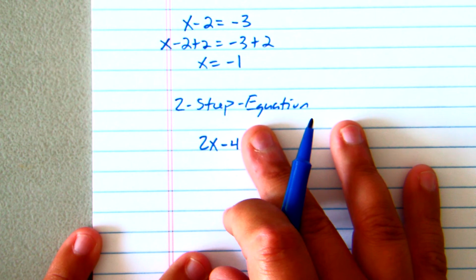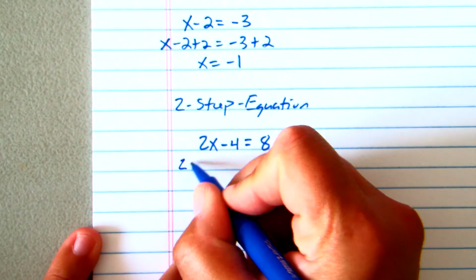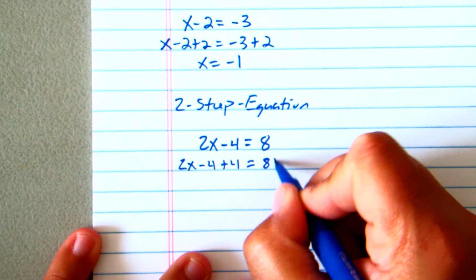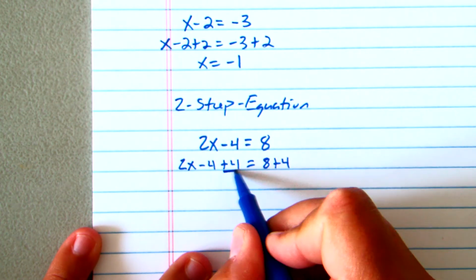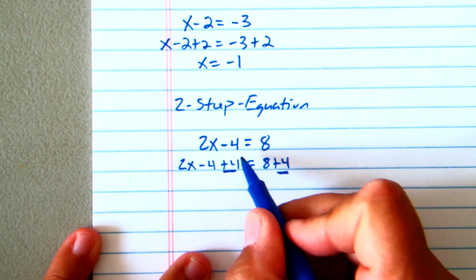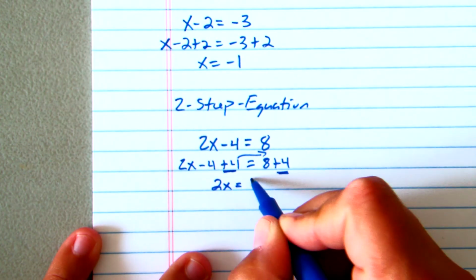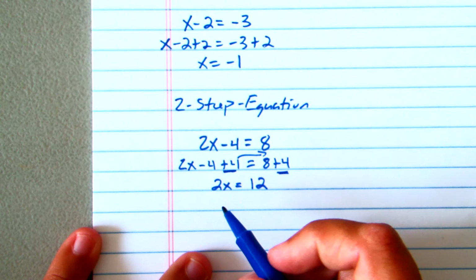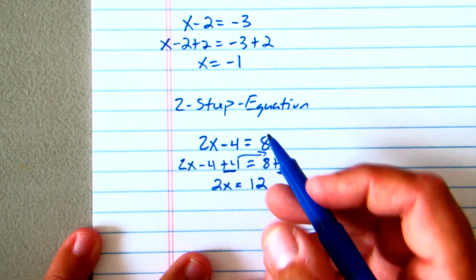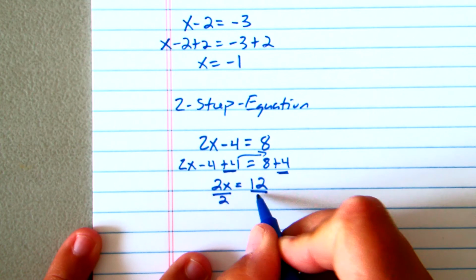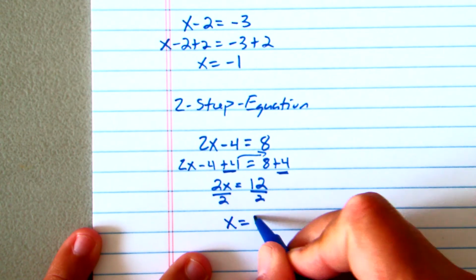So instead of subtracting 4, I'm going to say 2x minus 4 plus 4 and get 8 plus 4, because I want to do whatever to this side I do to the other to move it across. And it gives me 2x is equal to 12. Now we're back to a one-step equation. The opposite of 2 times x is to divide both sides by 2, and x is equal to 6.